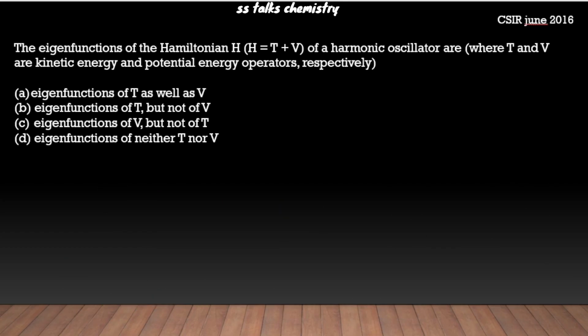Now the next one says the eigenfunctions of the Hamiltonian of the harmonic oscillator, where T and V are the kinetic and the potential energies. So what they are asking is whether the eigenfunctions of the Hamiltonian are eigenfunctions of the kinetic energy, or the potential energy, or both of these, or neither of these. So how can you check it? You find the commutator values.